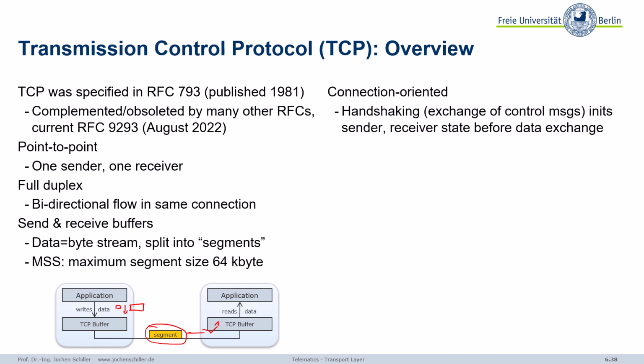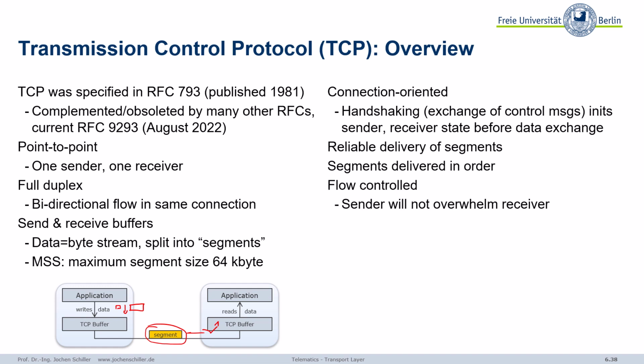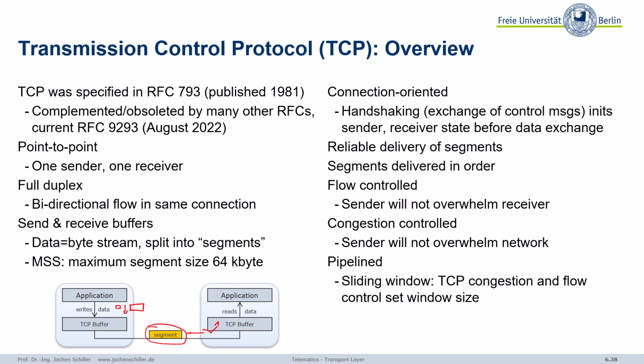TCP is connection-oriented, has this handshaking, you initiate the connection before you exchange data. It's reliable delivery, it's in-order delivery, and it has flow control, so the sender will not overwhelm the receiver. Plus it has congestion control, so the sender at least tries not to overwhelm the network. It's pipelined. We will see that we use sliding window mechanisms to control this congestion and flow with the help of a certain window size, with also a limited quality of service.